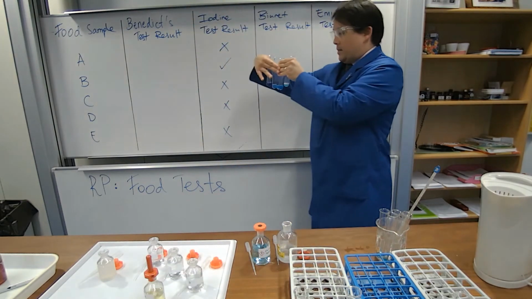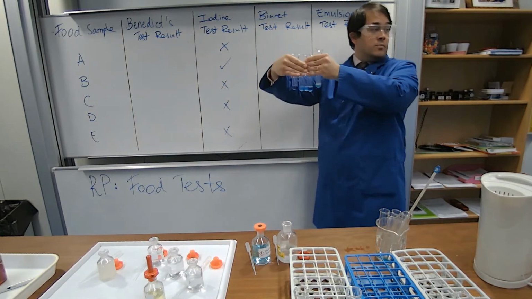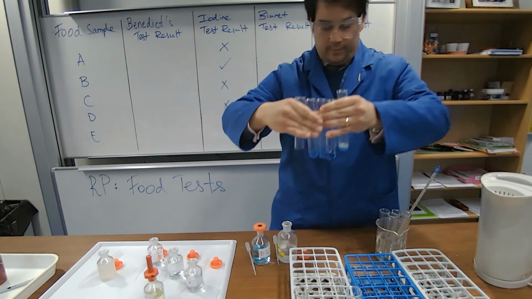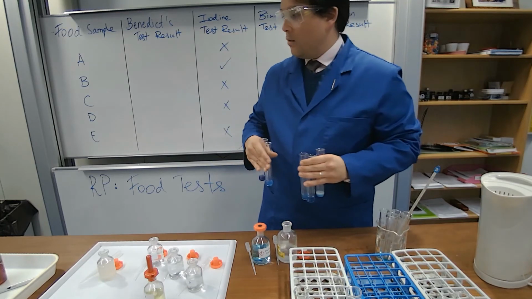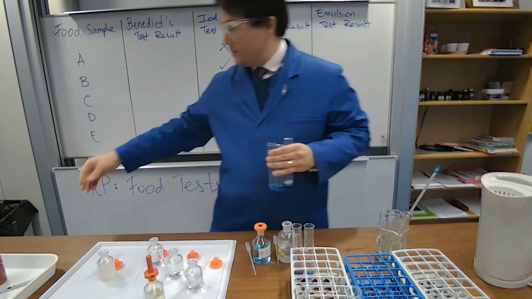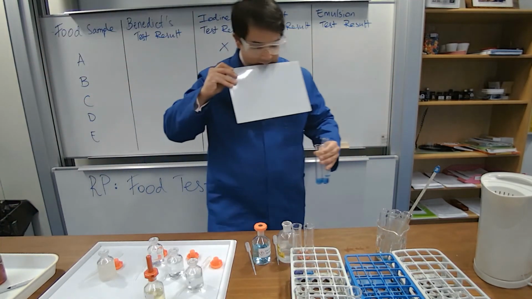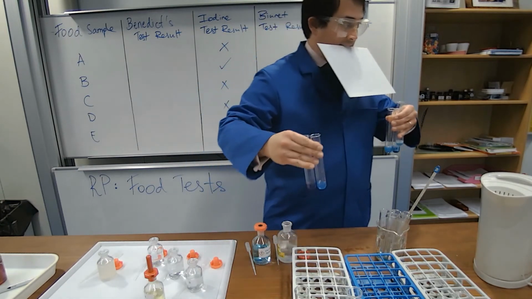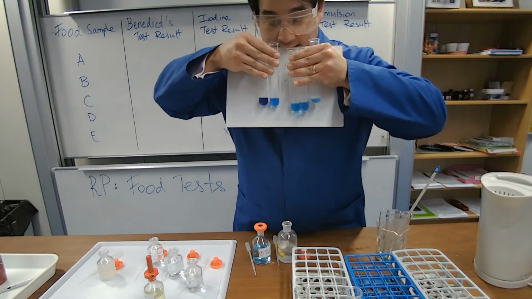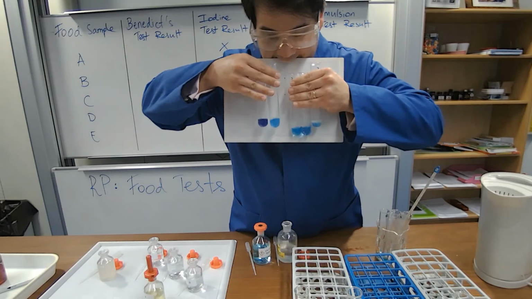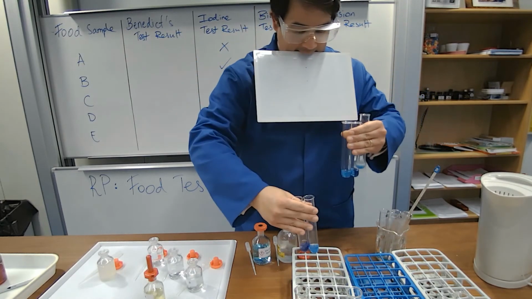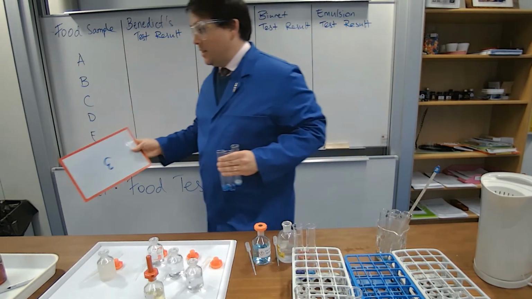I'm going to use the white background here. Nope, not useful. White background, that's all I need. You can see the white background and then the color. Yeah? So A is quite obviously purple. So A is positive for protein.